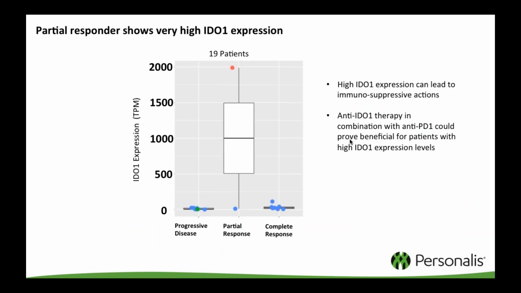So we next looked at the patient that was a partial responder, but again, had a high neoantigen burden. And after investigating the transcriptome results further, we found that this particular patient had very high IDO1 expression. It's been shown in the literature that high IDO1 expression can lead to multiple immunosuppressive actions, such as increased proliferation of immunosuppressive Tregs. So for this particular patient, an anti-IDO1 therapy in combination with an anti-PD-1 therapy could potentially improve the outcome of treatment.